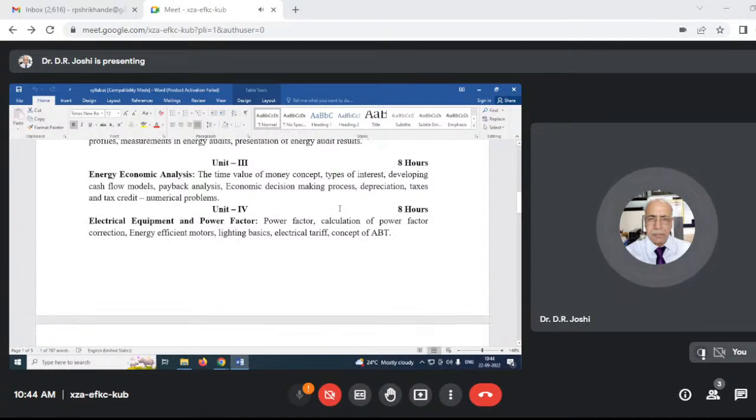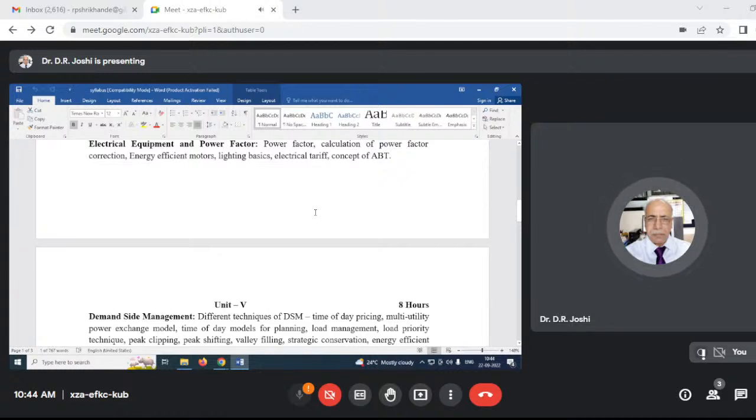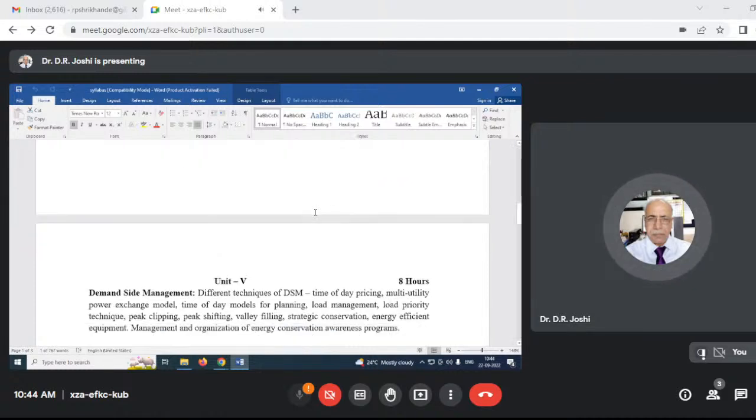The next one is energy economic analysis, which is Unit 3. We're going to study here the time value of money concept, the types of interest, developing cash flow models, payback analysis, economic decision making process, depreciation, tax and tax credit, and a few numerical problems on this. The next one deals with electrical equipment and power factor: what is power factor, calculation of power factor, correction, then energy efficient motors, lighting basics, electrical tariff, the concept of ABT, availability based tariff.